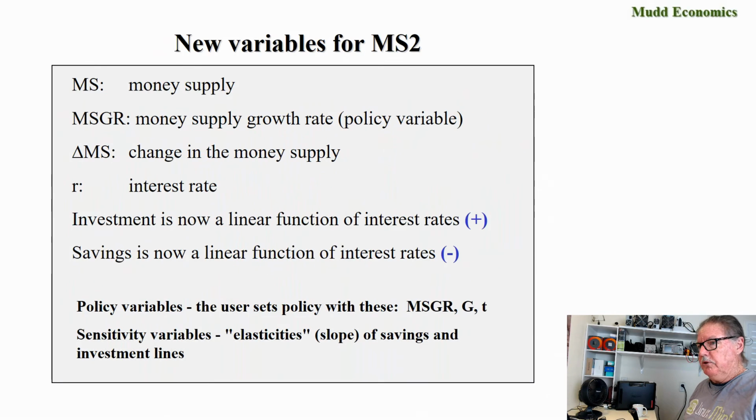into MacroSim 2. MS is going to represent the money supply, which is a stock. MSGR is going to represent the money supply growth rate, which is a policy variable that we can set or change. We can grow the money supply by 5% or 6% or 4%. And the delta, or change in the money supply, is the result of the money supply growing because of our change in the money supply growth rate. R, as before, is our interest rate.